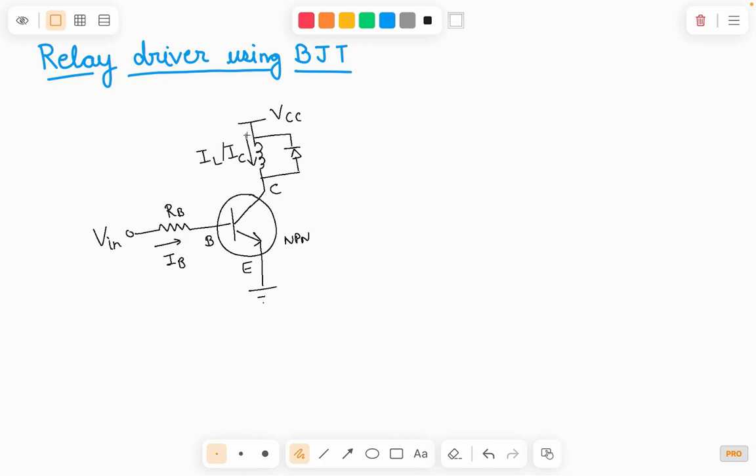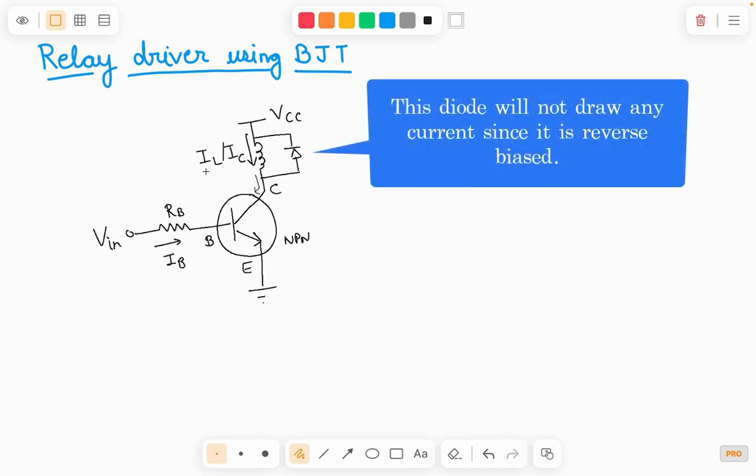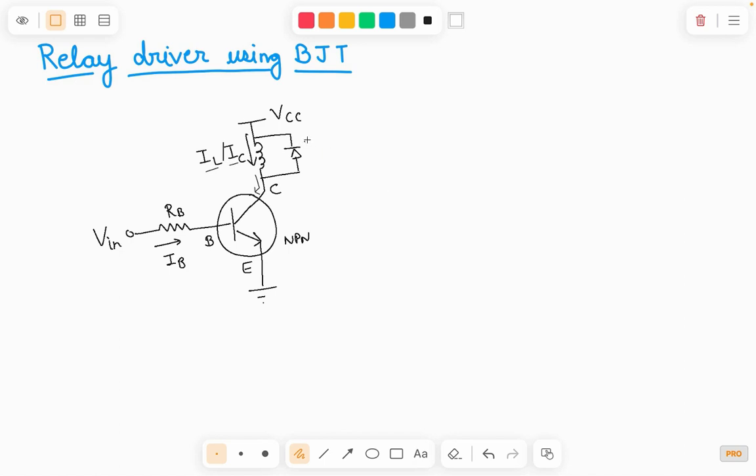As you can see, the current which will be flowing through the relay will also be entering the collector terminal. That's why I'm representing it with IL, which stands for load current, and also IC, which is the collector current. In this case, both of them will be equal. Now there is also a diode which is reverse biased. This diode is called a freewheeling diode, and why it is used is something that I will be describing as we proceed ahead.